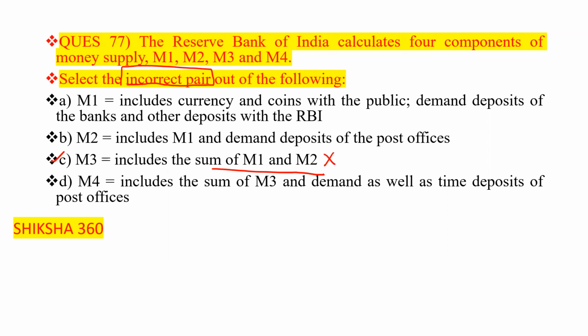What is the correct one here? M1 plus time deposits of the banking system. So this one is the answer here, because this one is the incorrect pair.